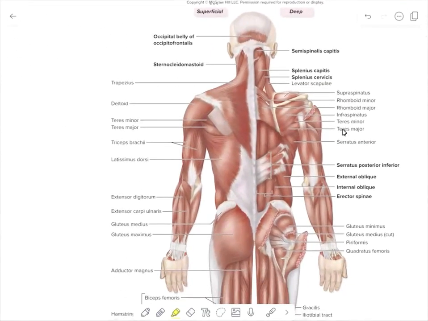For the posterior view, we see the rest of the occipitofrontalis muscle, which is the occipital belly. The belly is where the majority of the fascicles are located. The sternocleidomastoid, trapezius, which is mostly on the posterior view, the deltoid muscle, teres minor, teres major, triceps brachii, latissimus dorsi. In the arm region is the extensor digitorum, extensor carpi ulnaris. For deep muscles, we see the semispinalis capitis, splenius capitis, levator scapulae, supraspinatus, rhomboid minor, rhomboid major, infraspinatus, teres major, serratus anterior, serratus posterior, external oblique, internal oblique, and erector spinae muscle.